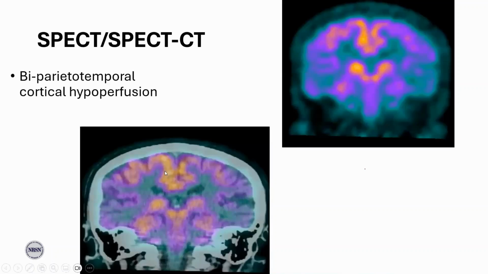Now, if you combine SPECT with a CT, which is SPECT CT, it just tells you that you can localize function against anatomical structure. So this we may not be able to know. We just know that, okay, it's around the posterior parietal region, as well as the temporal region. But here it gives us the plain anatomy. You know the gyrus that is involved in the hypoperfusion.